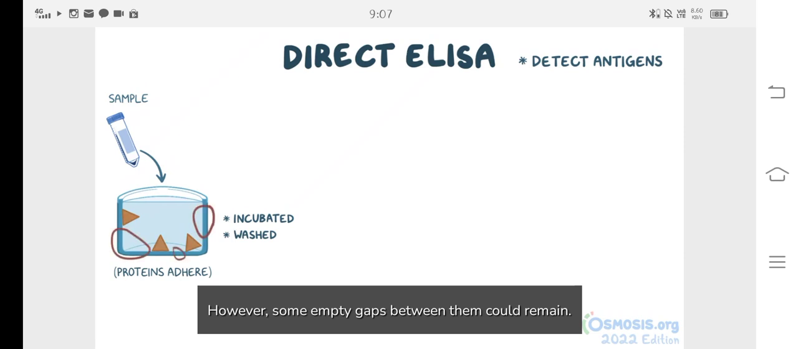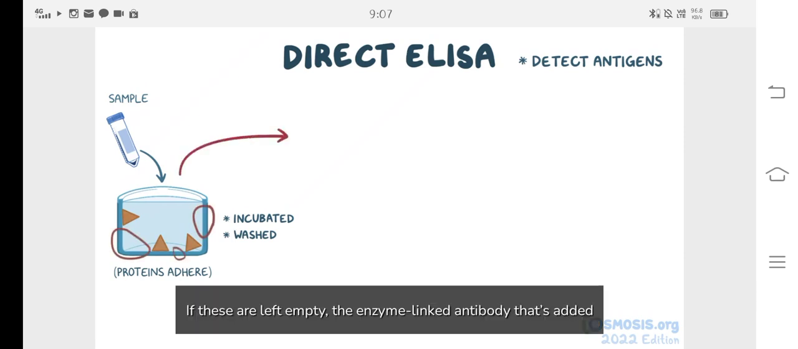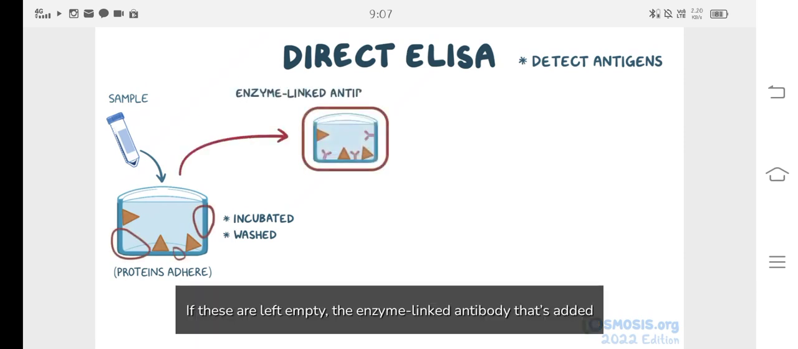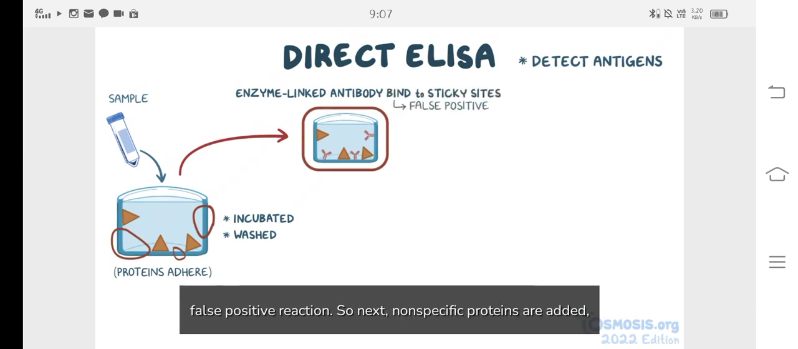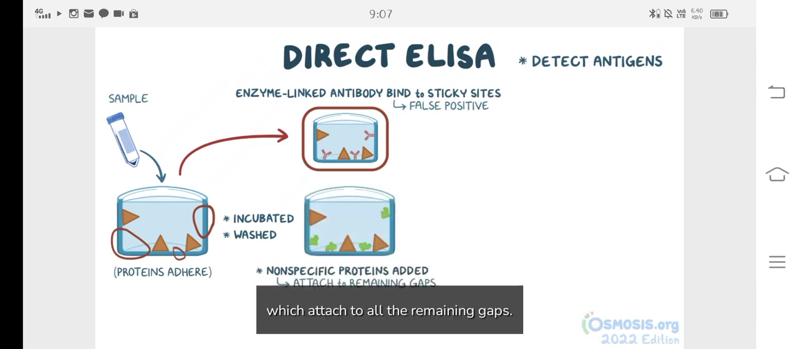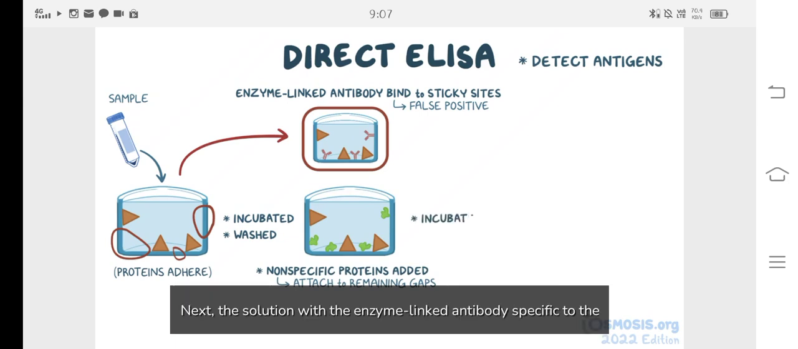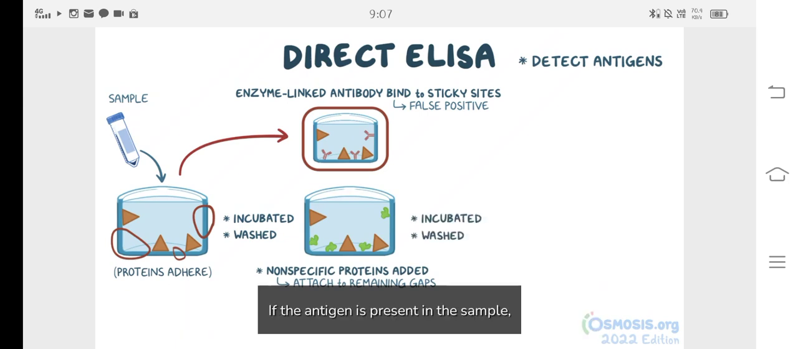However, some empty gaps between them could remain. If these are left empty, the enzyme-linked antibody that's added next could bind to these sticky sites and give a false positive reaction. So next, nonspecific proteins are added, which attach to all the remaining gaps. After an incubation period, the well is washed again.